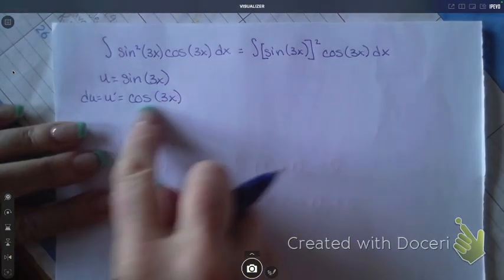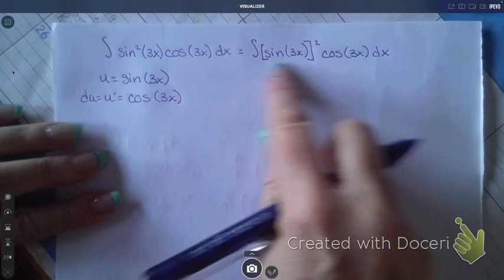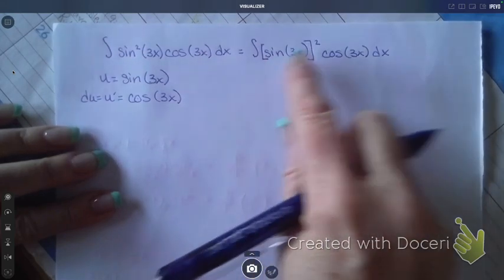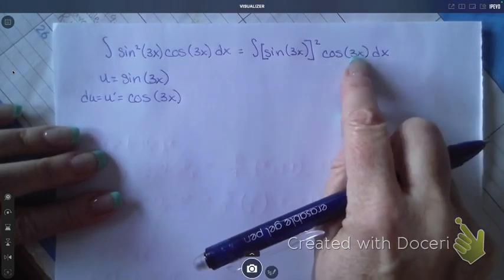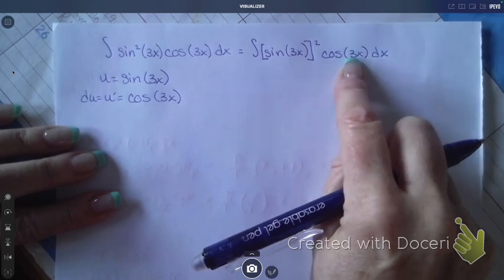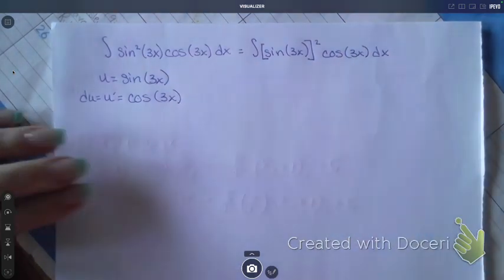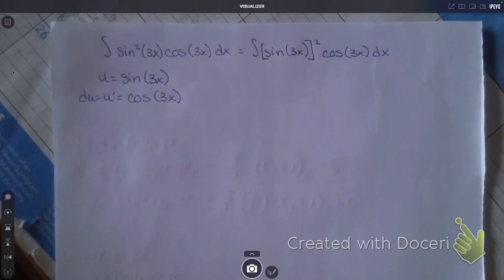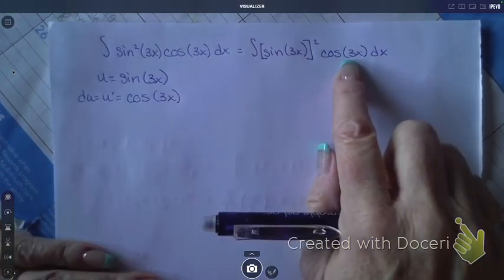But if we were doing this, we still have to take care of what? The 3. Because if we were doing the chain rule, we have to do the outside, the inside, the inside. There's 3 functions there, isn't there? So we're still missing a 3 somewhere, aren't we?